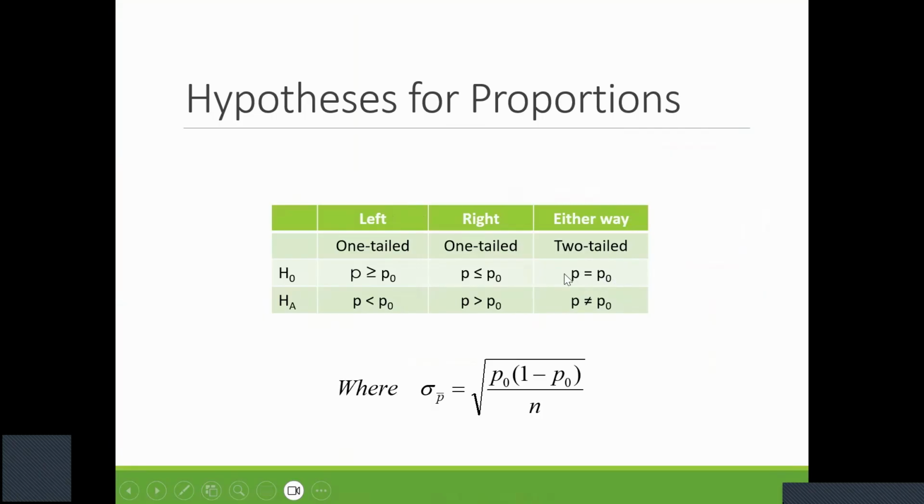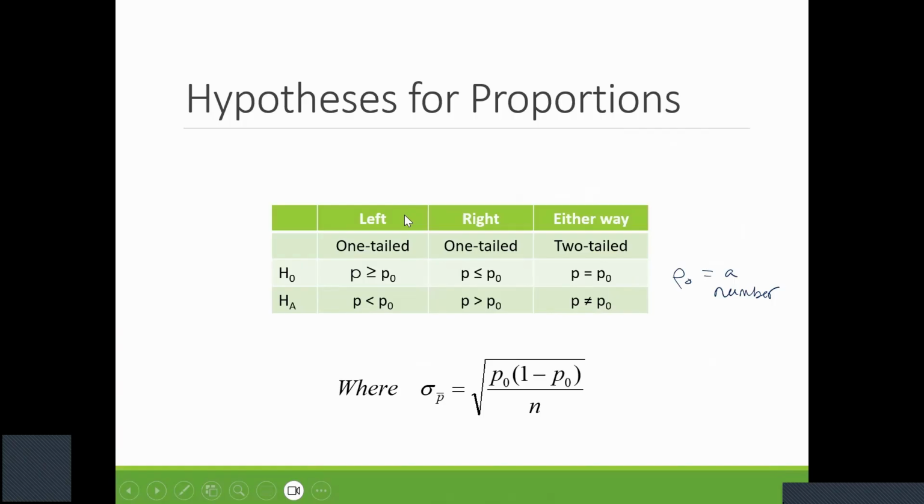The null hypothesis says that the population proportion is equal to some number. So rho 0 is a number. And the alternate says that the population proportion is not equal to that number. So it could be much less than that number, or it could be much greater than that number, but we're willing to look both ways for evidence.